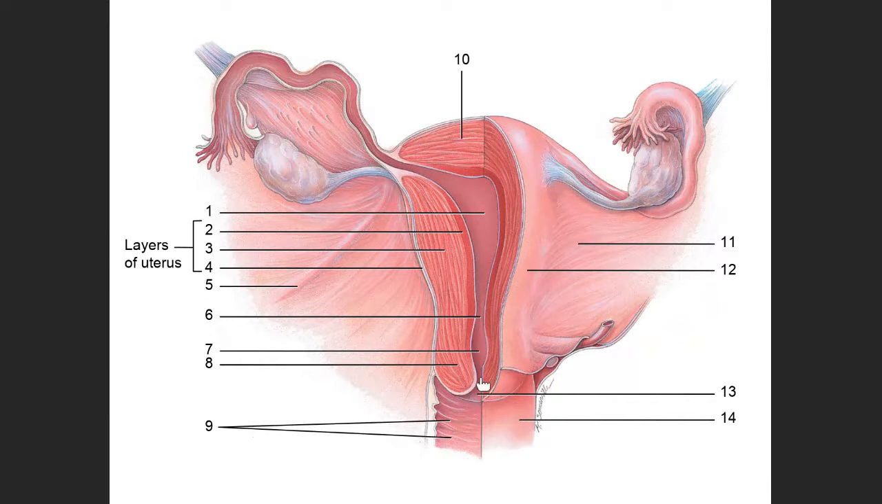Here you can see the cervix, the cervical canal. You have the internal os and external os. And this is the vagina, and in the vagina we have many rugae.